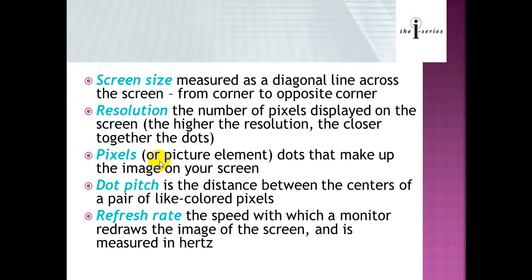Pixels are picture elements, those that make up the image on your screen. So the dots we have in the resolution are called pixels. Then we have dot pitch, the distance between the centers of a pair of like-colored pixels. So the size or the distance between two pixels is called dot pitch.